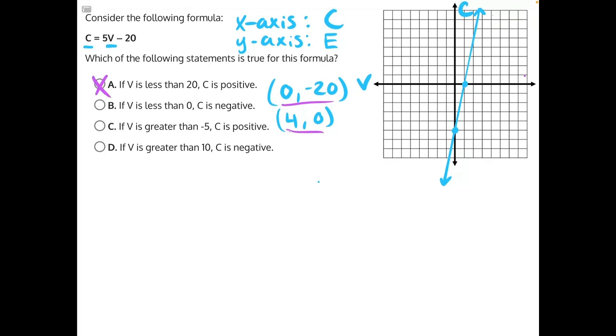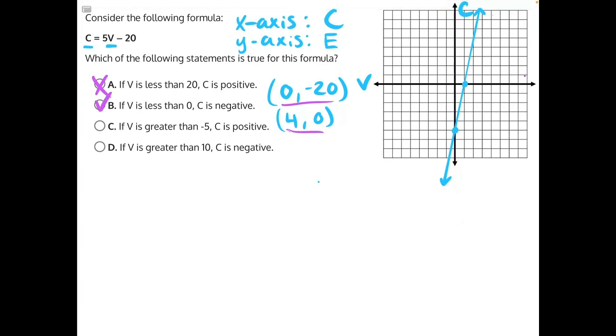B says if v is less than 0, C is negative. Okay, if v is less than 0, that would be right on the origin. Then C is negative. Well, let's see if everything to the left-hand side of this value is negative C values. If we look at our graph, all of these C values start negative and are extending into the infinite negative direction. So all of those values will be negative, making answer choice B our correct answer.